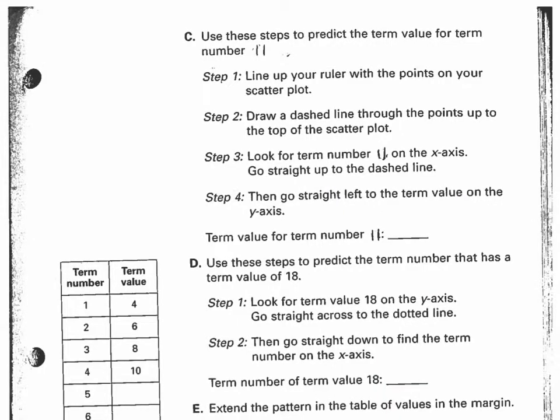This page sums up the steps that I just did previously. Step 1, line up my ruler with the points on the scatter plot. I drew a line up to the top. I went across and looked for term number 11. I went over to the y-axis and found out that 11 matched up with 24.